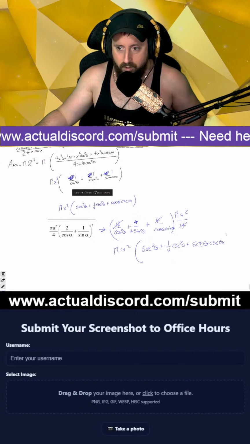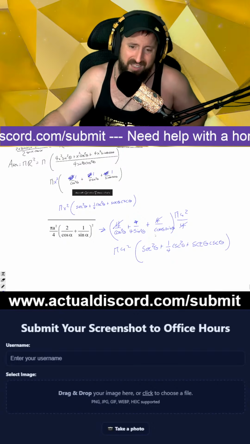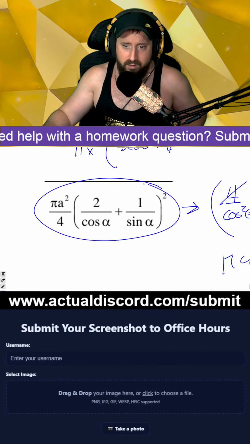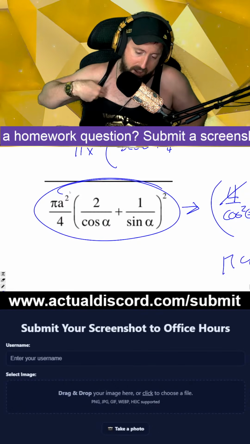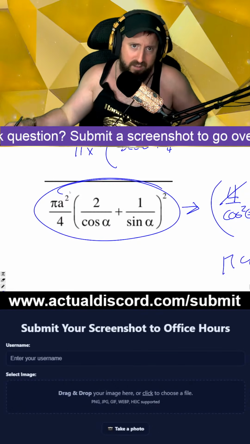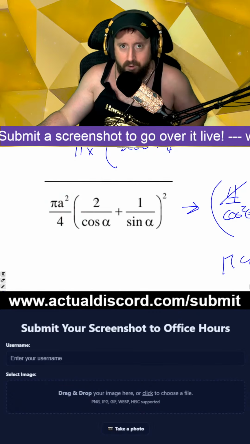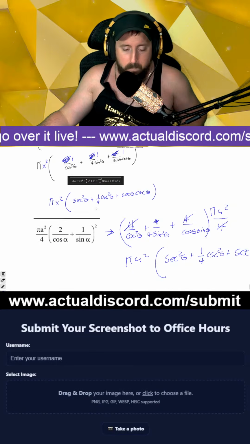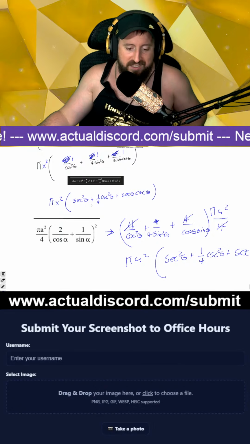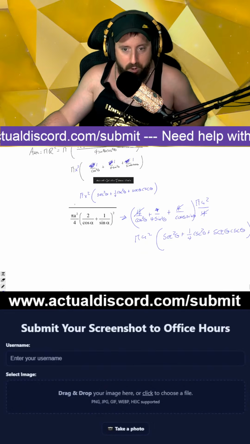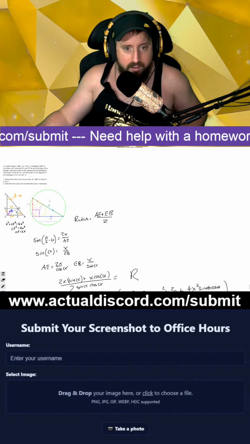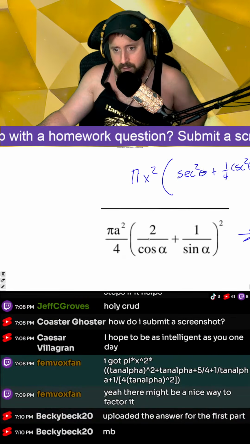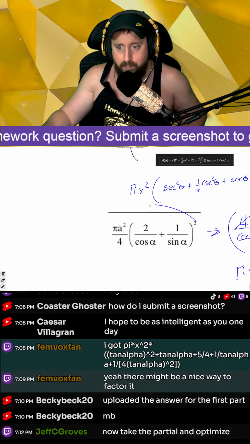Wow, okay, so it is the same. This is really clever how they're doing this. I don't know necessarily how to backwards engineer that. That's kind of difficult, I would say. But we do get the same answer. So that's for the first part, right? The second part is to determine the value of alpha for which area is minimized. So, take the partial and optimize.